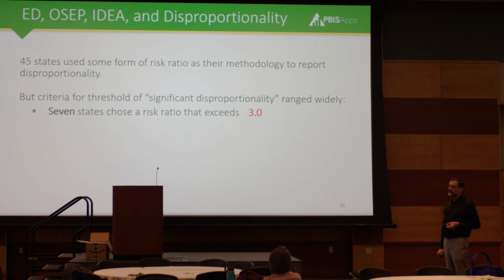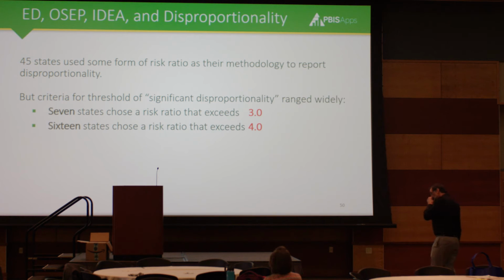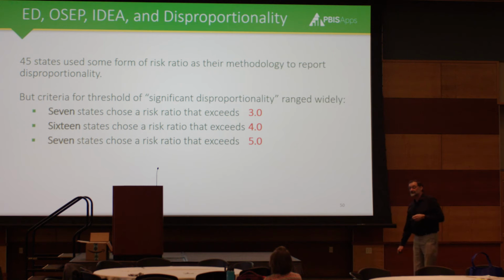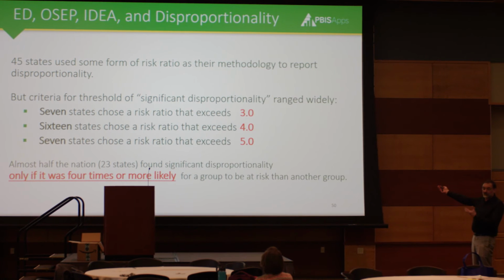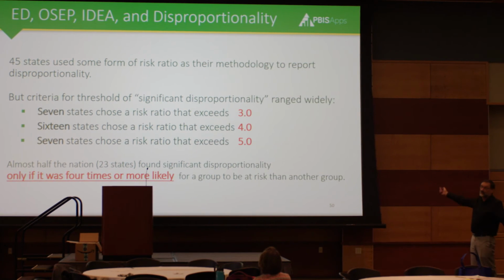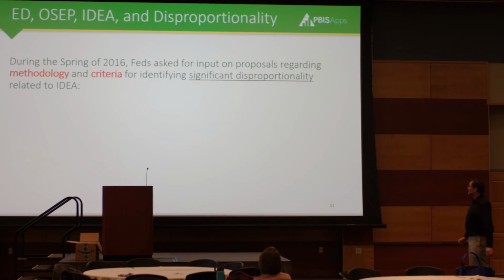Unfortunately, 16 states said it had to be 4 times as bad, and another 7 said it had to be 5 times as bad before we said this is significant. 5 times as bad before we're going to say the things we're doing to that group of kids are really significant, unless it's 5 times as bad as what these guys get. That seems atrocious to me. Well, that means that almost half the nation, 23 states, said it had to be 4 times as bad or greater.